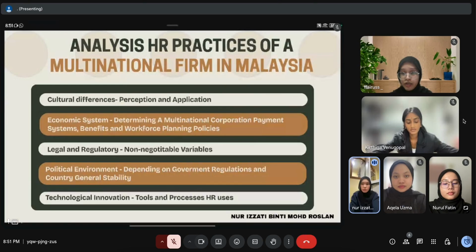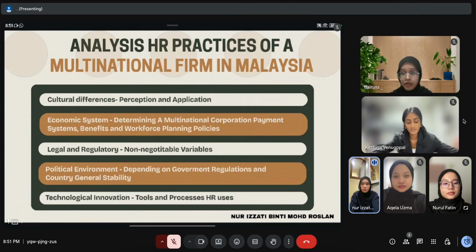I will explain the analysis of variables that moderate differences between domestic and international HR of a multinational firm in Malaysia. Multinational companies face the challenge of balancing global integration with locally responsive HR practice.